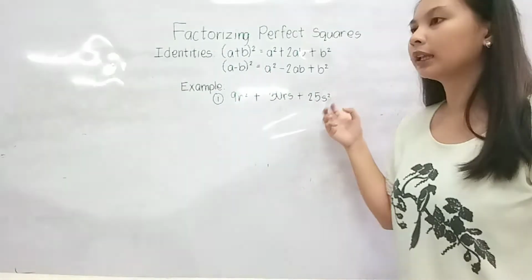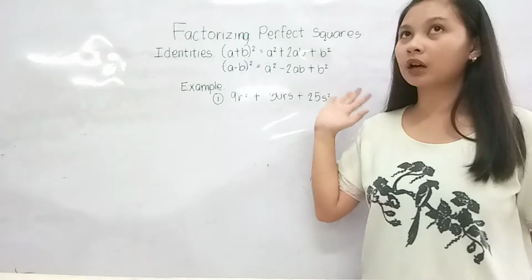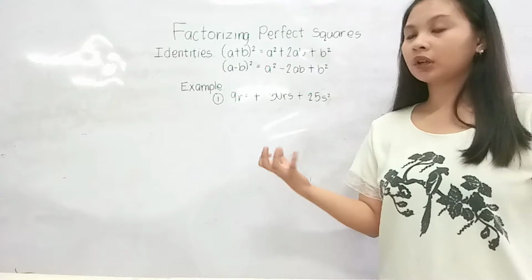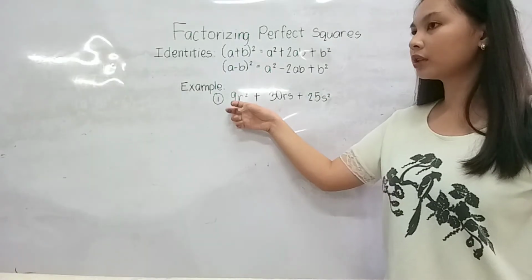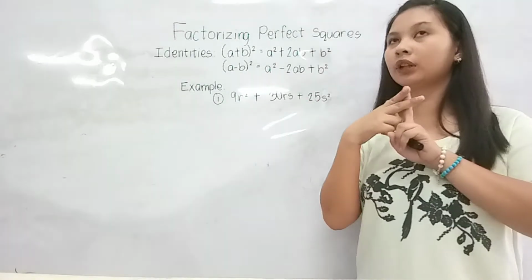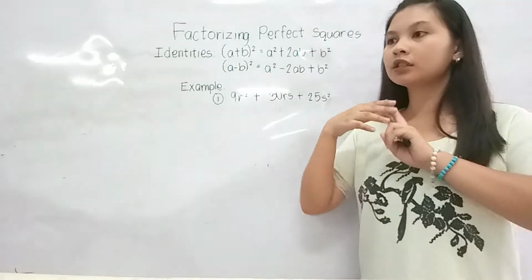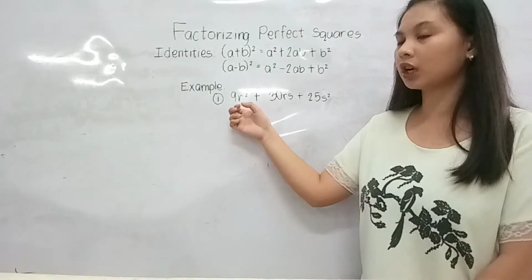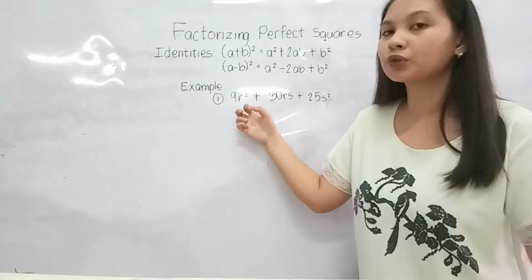So, paano natin malalaman kung perfect square sila? Kapag in-square root nyo sila, may makukuha kayong answer. Dito si 9r squared, perfect square siya. Ibig sabihin, meron siyang dalawang factor na same lang yung number, for example, 3 times 3. Perfect square siya kasi 9 yung sagot natin.